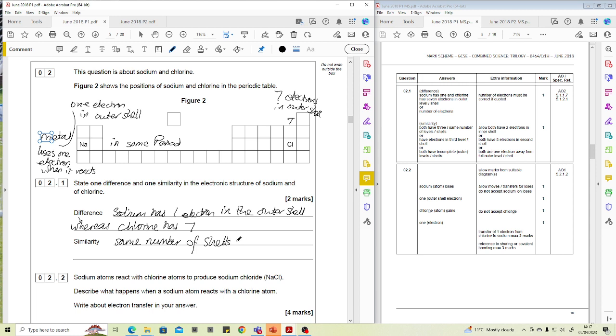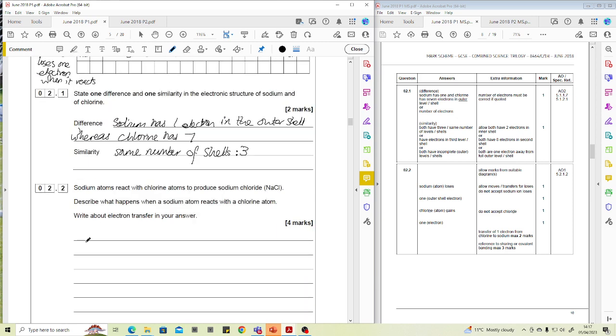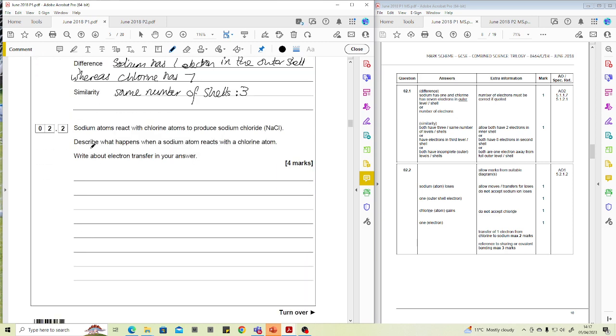It would be even better to write the number of shells that they have. So let's just count from the very top. 1, 2, 3 shells. Okay. Next question, we've got to describe what happens when a sodium atom reacts with a chlorine atom. So I'm going to draw a diagram first, just to remind you what you've seen, but we are going to describe this in words.